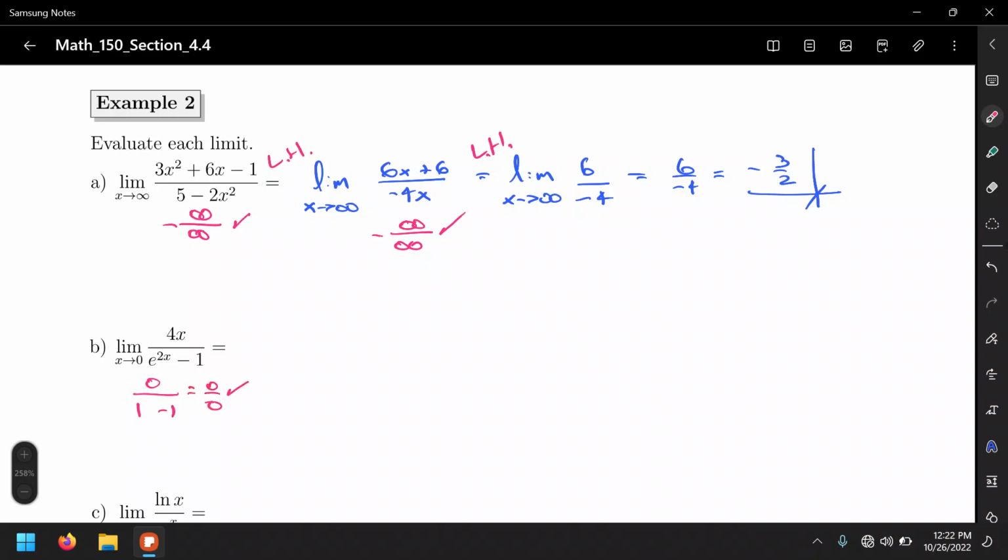This is good. This means that we can apply any algebraic technique that you can possibly think of, like factoring or multiplying the numerator and denominator by a conjugate, rationalizing. But I don't think this is going to be the case in which any of those are going to apply.